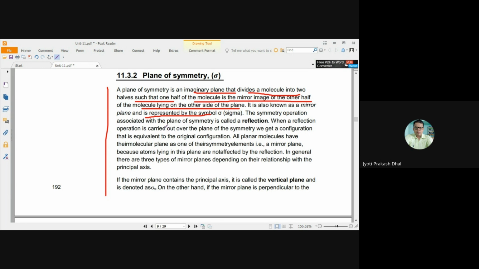So the symmetry operation associated with the plane of symmetry is called reflection. So the plane of symmetry is also called reflection. When one reflection operation is carried out over the plane of symmetry, we get a configuration that is equivalent to the original configuration.